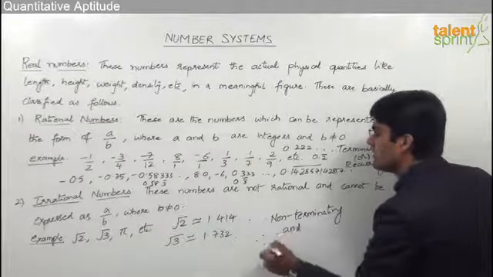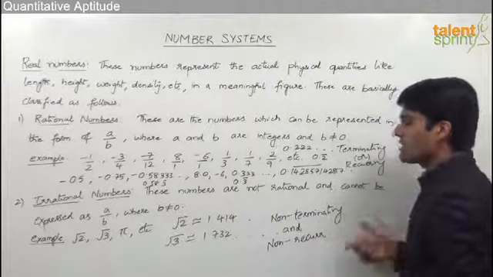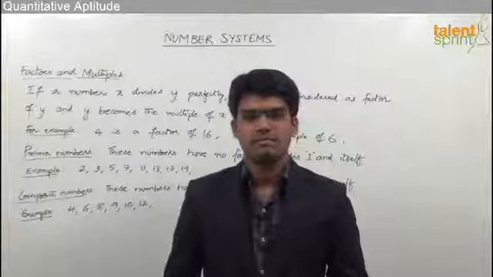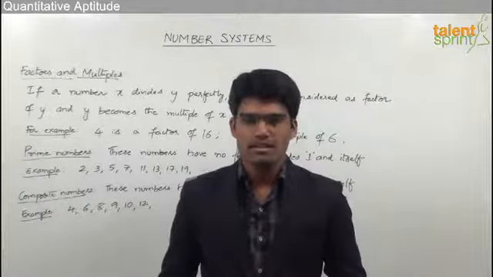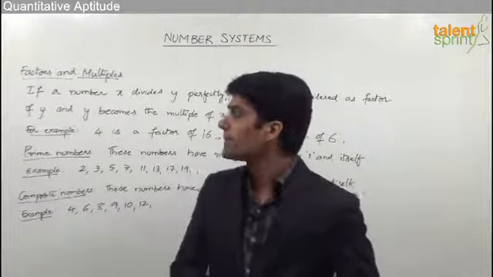Non-terminating and non-recurring. That means they neither terminate nor do they recur. So such numbers are referred to as irrational numbers. After learning about rational and irrational numbers, let us now understand what is meant by factors and multiples.